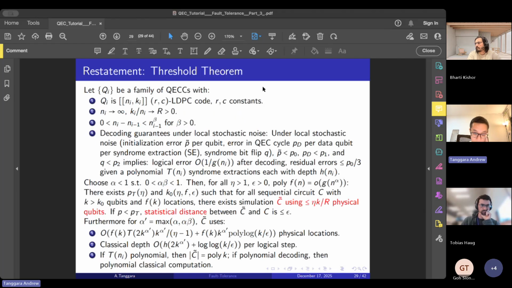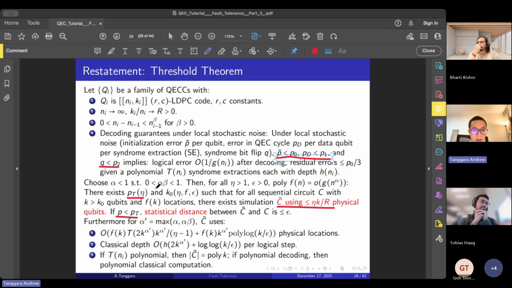So okay, I'm just going to restate this, show you again this threshold theorem. So far we've gone through all this stuff, and now we want to look into this threshold, this P is less than PT, and then show that this C tilde only uses at most this eta K over R physical qubits. So R is the code rate.